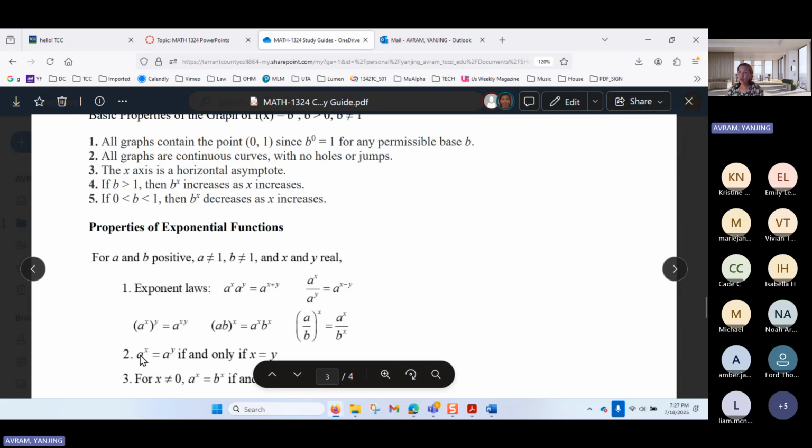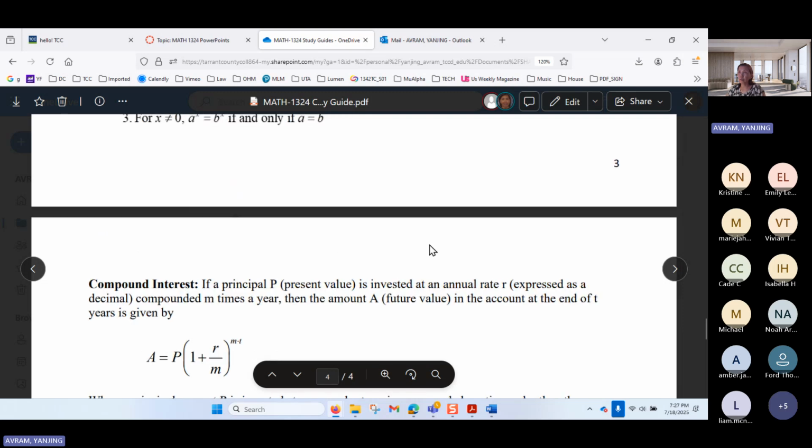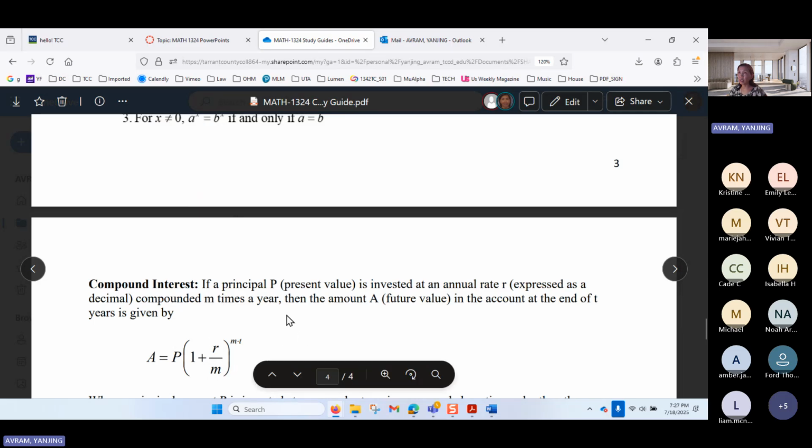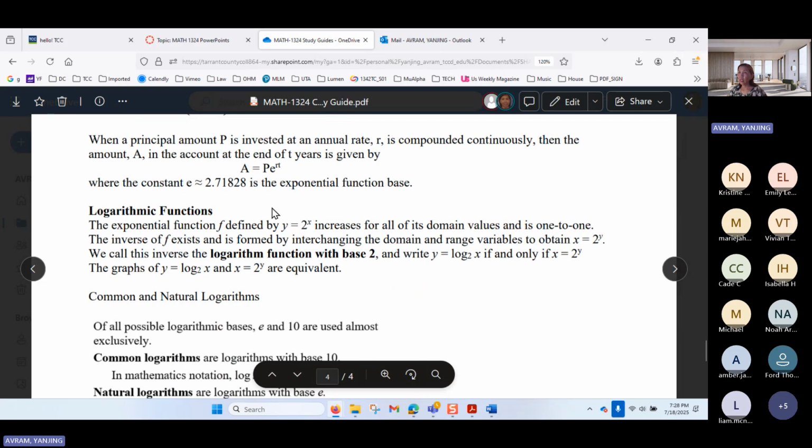If you have two equations in here with the same base, the exponents must be equal in order for this to be equal. Okay, and then you also have a compound interest formula for this one. For compound interest, you use A equal to P times 1 plus r over m to the mt. All right, m is how many times you compound in a year. Okay. And then you have a continuous compound interest in here. I'm sure all these two formulas are in the formula sheet, okay?